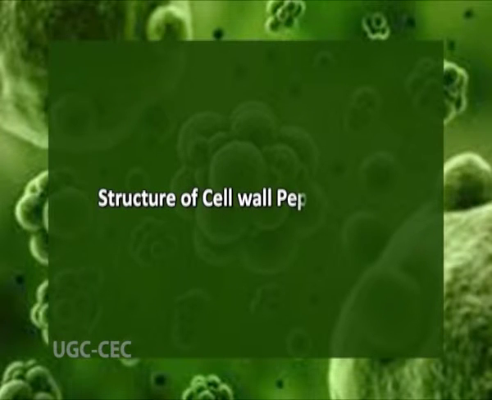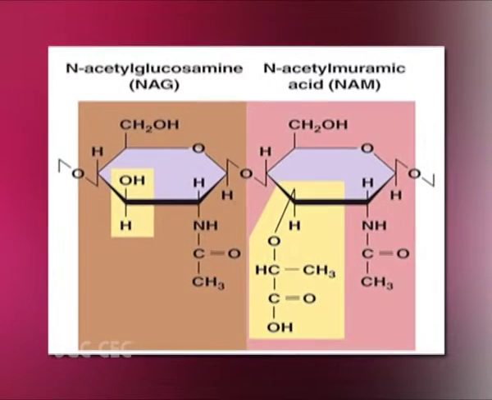Now, the cell wall peptidoglycan structure. The cell wall surrounds the plasma membrane and protects the cell from changes in water pressure. The bacterial cell wall consists of peptidoglycan, a polymer consisting of N-acetylglucosamine, NAG, and N-acetylmuramic acid, NAM, and short chains of amino acids.